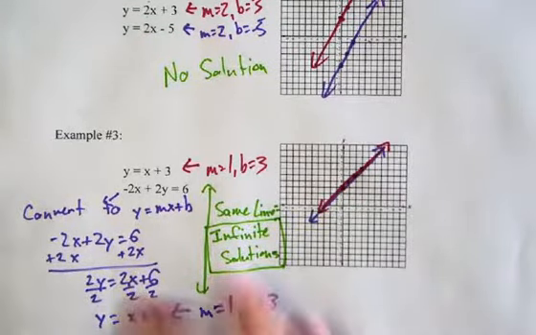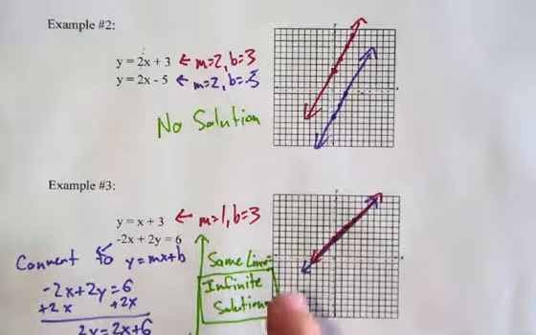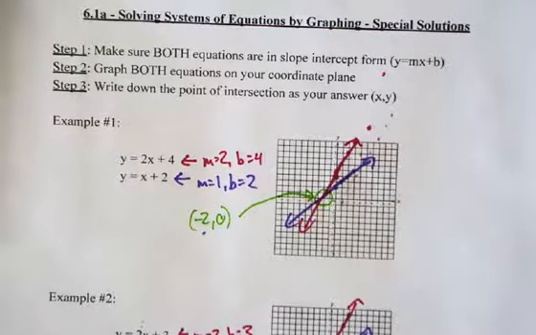So those are our special solutions. They could be no solution, where we have parallel lines. They could be infinite solutions if we have the exact same line. And then most of them, we're going to see just like this, they're going to have a single intersection point, and that's going to be our solution to our system of equations.